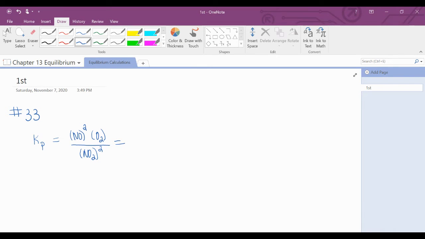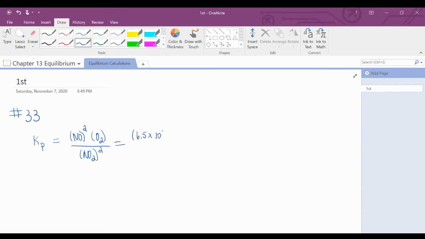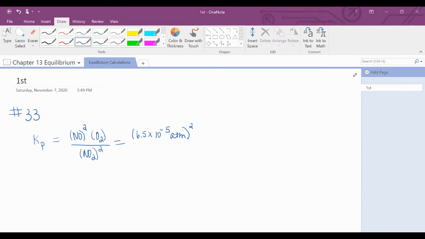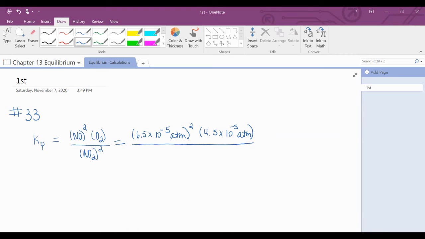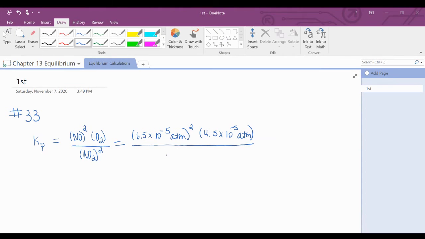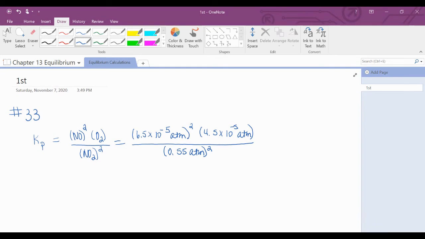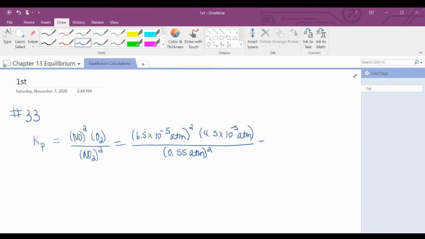All right, so NO has a pressure of 6.5 times 10 to the negative 5th atmospheres, and we're going to square that. O2 is 4.5 times 10 to the negative 5th. And my reactant has a pressure of 0.55 atmospheres, and that's going to be squared. If you want to pause the video here and plug and chug out an answer, you may.